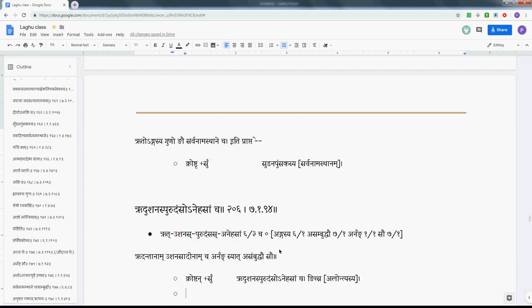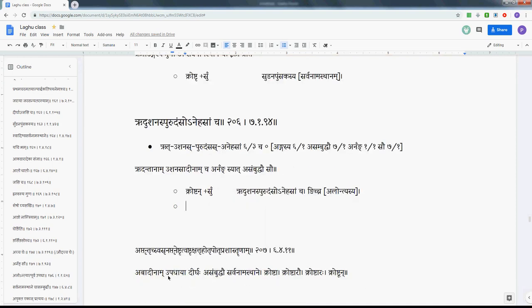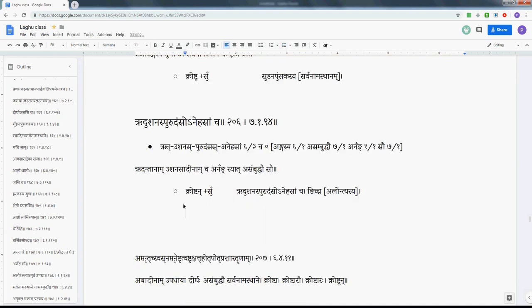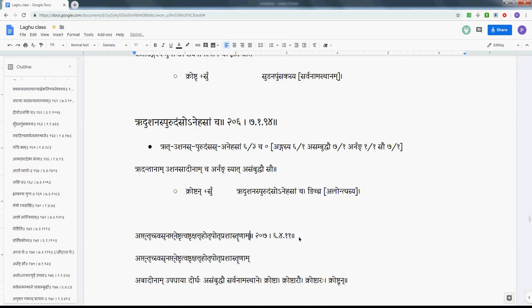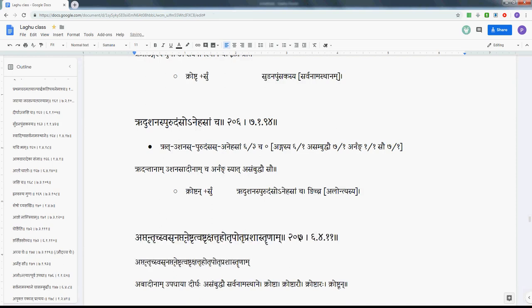Then what actually, next sutra is invoked. Next sutra. So Kroshtan plus su, what will happen? This sutra, long sutra. Next sutra, which is applicable, is what? Aptrun. Swasru. So you see the padas here. What are the padas here? Aptrun, truch, swasru, naptru, neshtru, twashtru, kshatru, hotru, potru, prashastrunam.